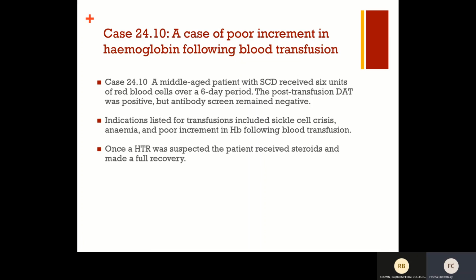Case 24.10 is of a middle-aged patient with sickle cell disease who received 6 units of red cells over a 6-day period. Post-transfusion DAT was positive, but the antibody screen remained negative. The indications listed for transfusions included sickle cell crisis, anemia, poor increment in hemoglobin following blood transfusion. Once the hemolytic transfusion reaction was suspected, the patient received steroids and made a full recovery.